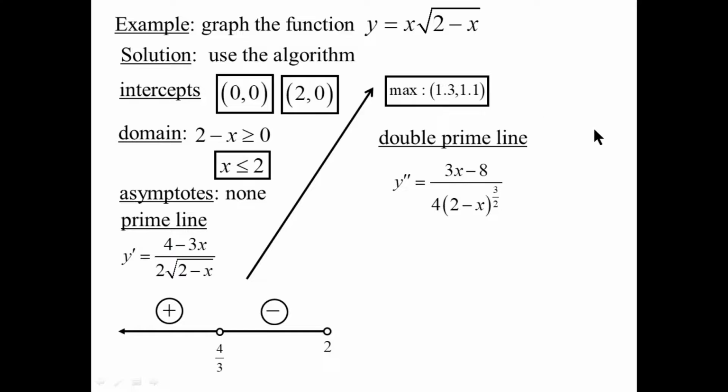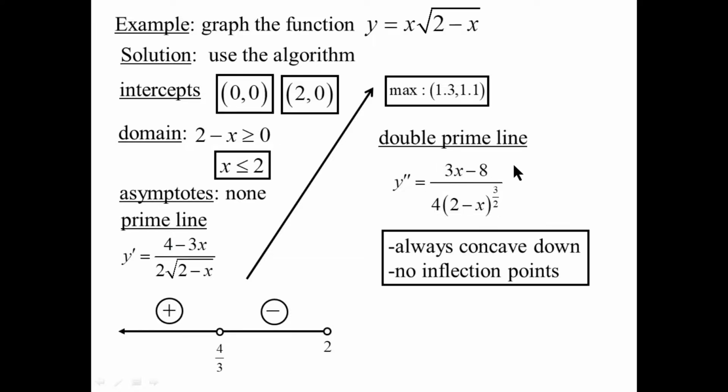And so for our double prime line, we can see that this double prime is always negative. Because if x has to be less than 2, anything you sub in here makes this numerator negative. Try any number. 0, -8, -50, so you got -158. It will always be negative. So it's always concave down because the double derivative is always negative, and there will be no inflection points.